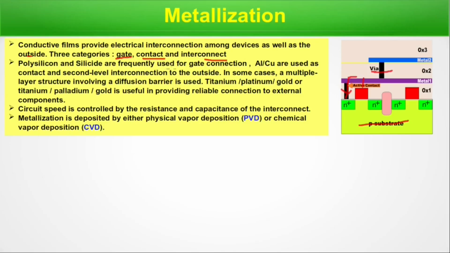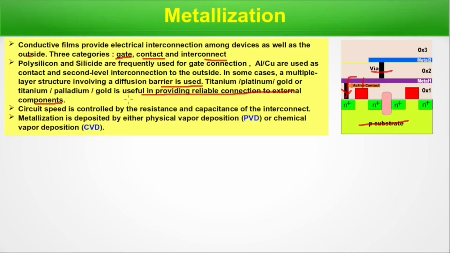Polysilicon and silicide are frequently used for gate connection. We have already covered polysilicon in the polysilicon episode of the VLSI milestone series. Silicide is frequently used for gate connection. Aluminium or copper are used as contact and second level interconnection to the outside. In some cases, a multiple layer structure involving a diffusion barrier is used. Titanium, platinum, gold, or titanium, palladium, gold is useful in providing reliable connection to external components.